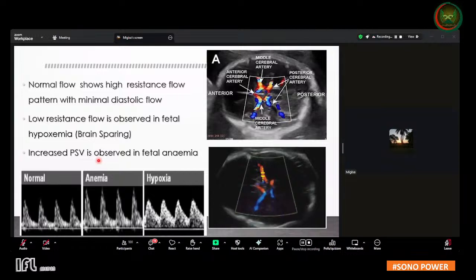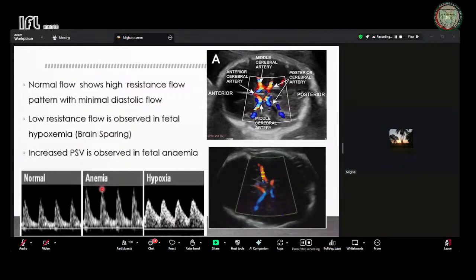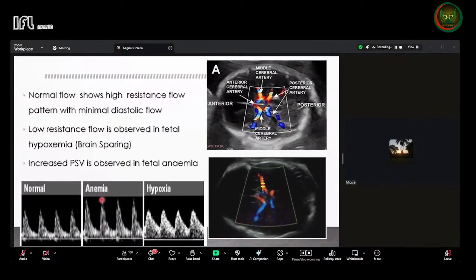fetal anemia. So we have the normal, which is low resistance. We have the normal flow patterns, which is high resistance. Then we have the abnormal that occurs in brain sparing. Then we also have the increased PSV. We've seen that the PSV is the highest point, like in this case here. So normally this is what occurs in anemia.